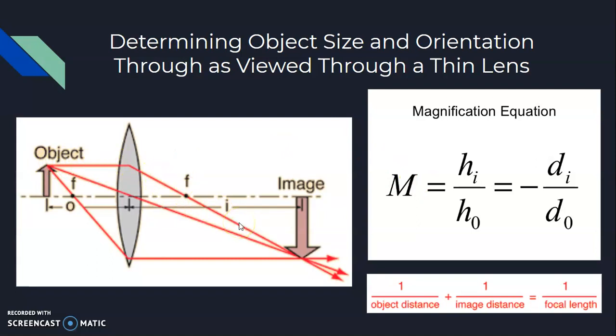The second light ray originates from the object and passes straight through the center of the lens. Finally, the last ray originates from the object and passes through the focal point on the same side as the object.